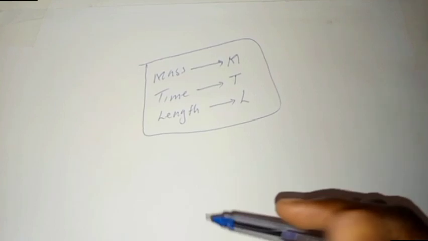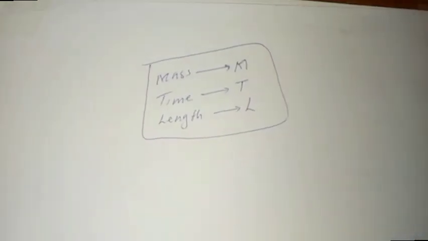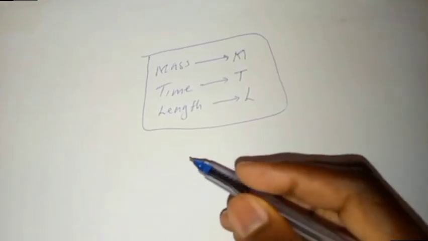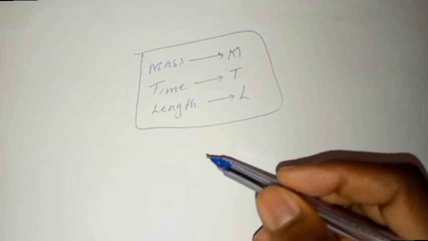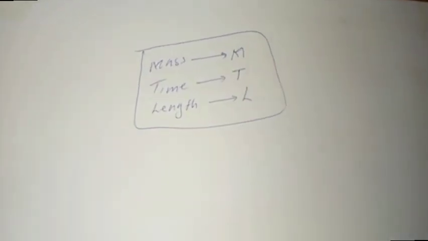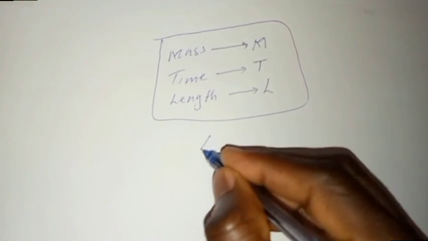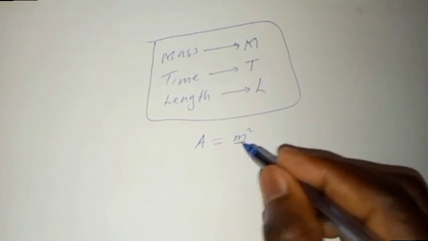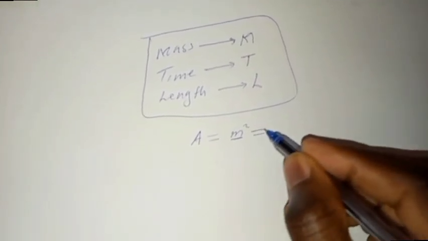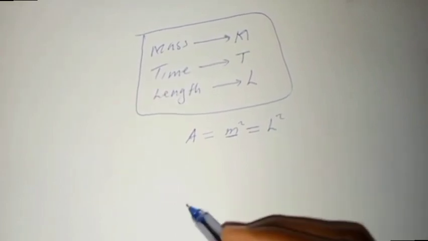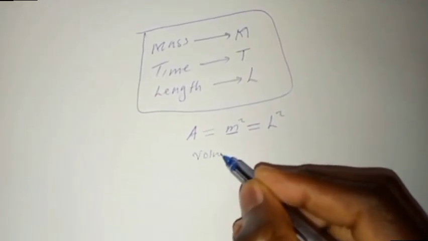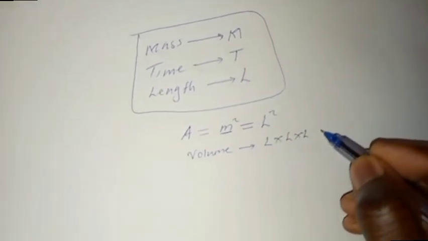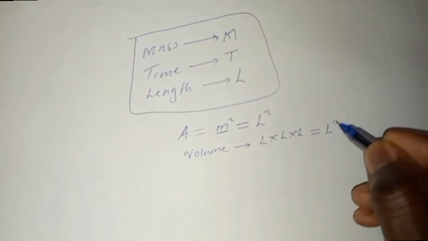How are these three different quantities related? All of them can be connected using what we call dimensional equations. A dimensional equation is just an expression that is used to connect fundamental quantities in reference to physical quantities. How can you connect them? Suppose you have area. We know that area has units of meter squared. Meter is length, meaning that in dimensions it will be L squared. Volume is L times L times L, which is equal to L cubed.